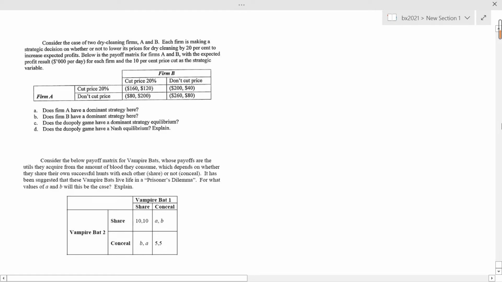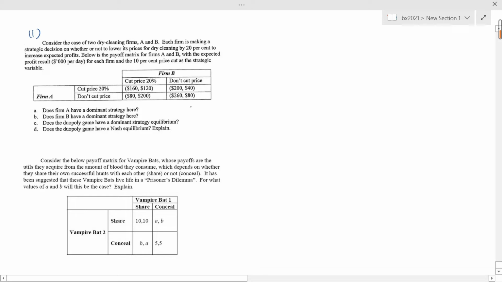Let's look at two game theory problems. First one, consider the case of two dry cleaning firms A and B. So players are firm A, firm B. Each firm is making a strategic decision on whether or not to lower the price.